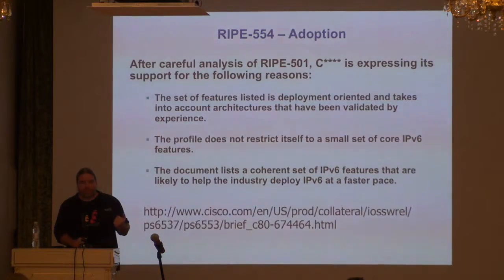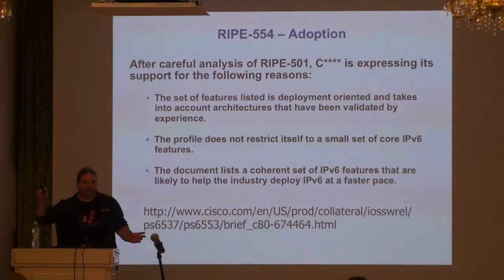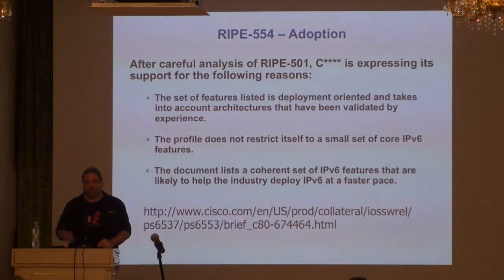So what they built is a spreadsheet with all their products and RIPE 554 compatibility, and they're doing checks and crosses. So this also gave them the tool to improve their IPv6 adoption internally. But they said that they wanted to be more involved in the next version, so they were involved in 554.